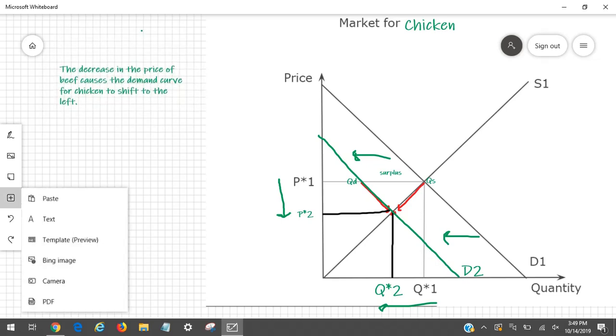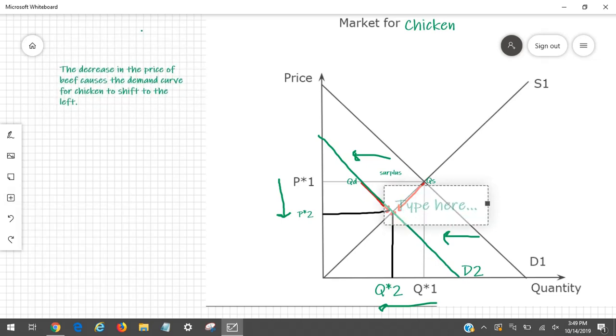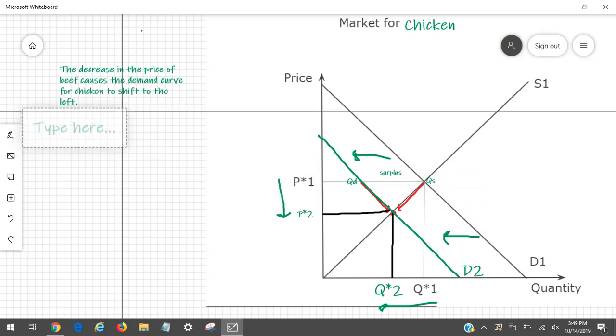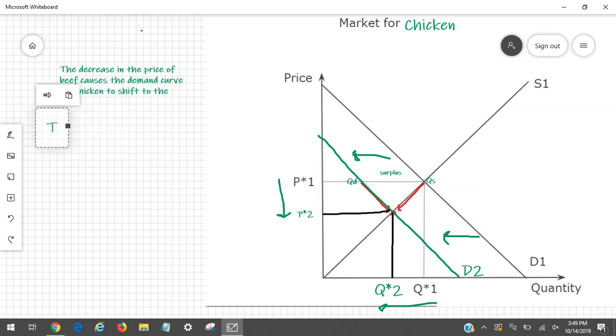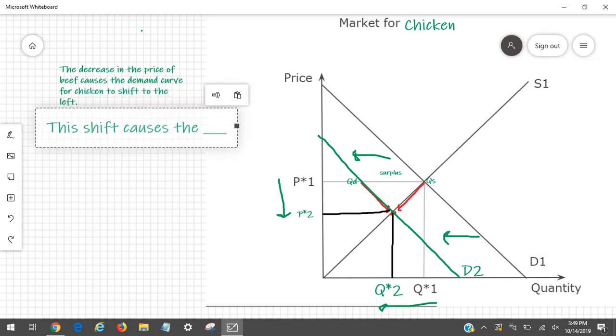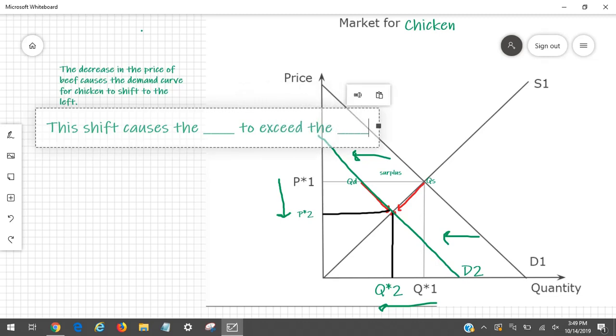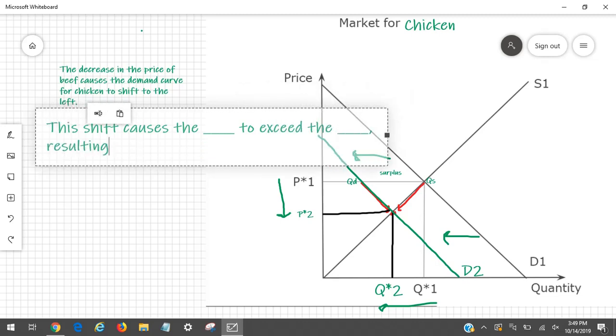The second part would say something like, this shift causes the blank to exceed the blank, resulting in a blank for chicken.